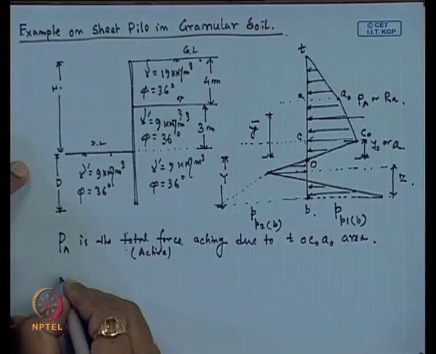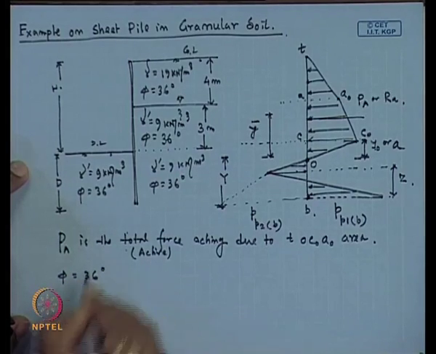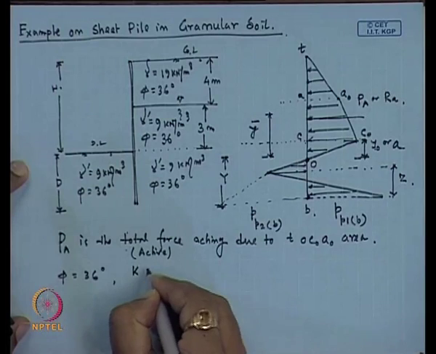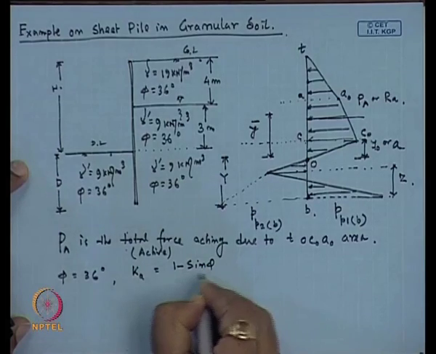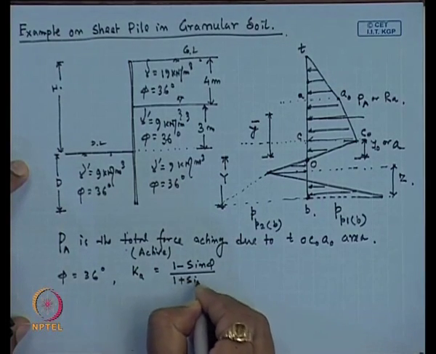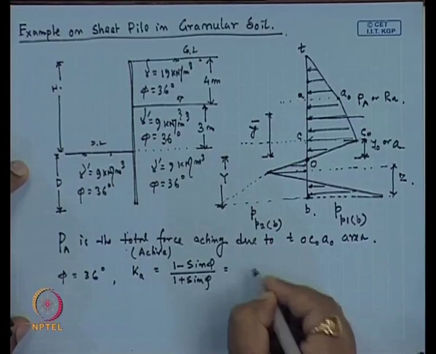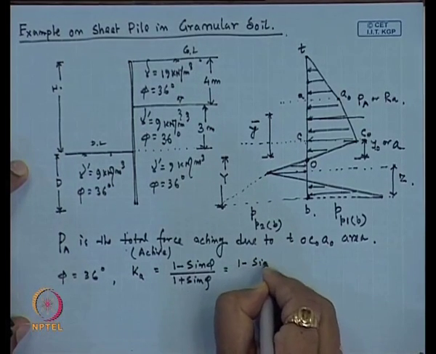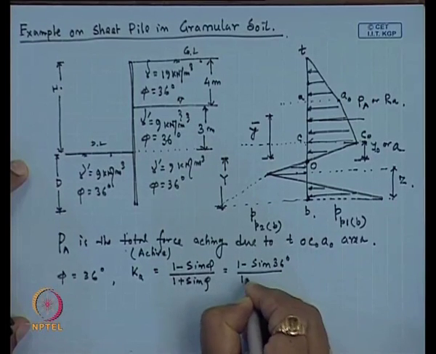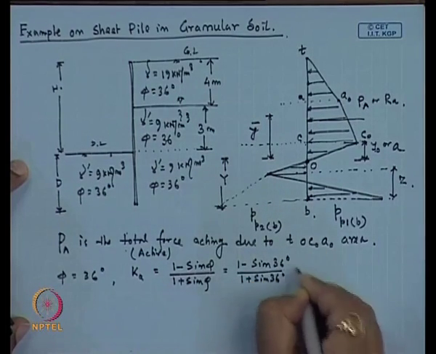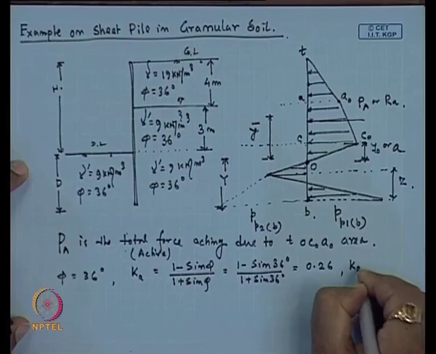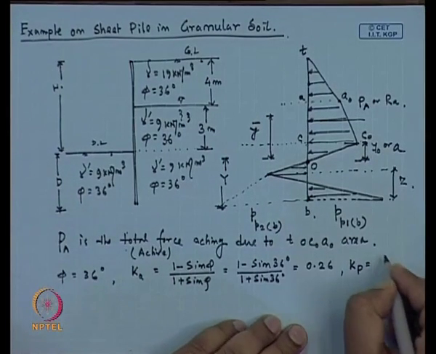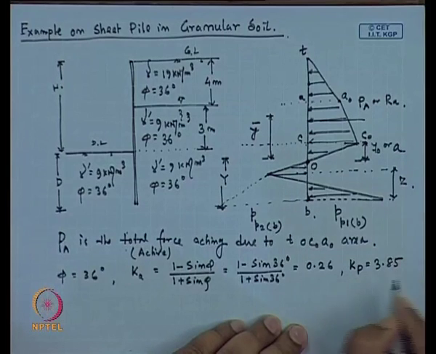Now, first we consider if phi is 36 degree, then what will be the coefficient of active earth pressure, that is K A is 1 minus sin phi by 1 plus sin phi. So, that is equal to 1 minus sin 36 degree over 1 plus sin 36 degree, that is 0.26. Similarly, we can write K P will be 1 by K A. So, this value is 3.85, that is 1 by K A.